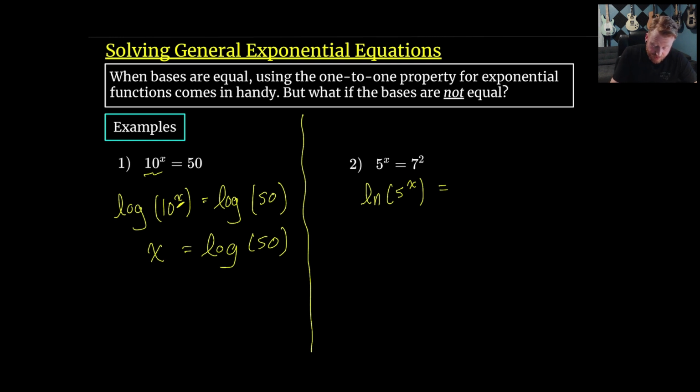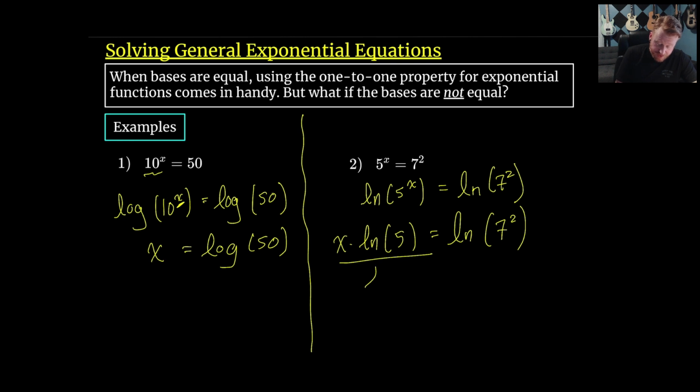So if I take the log of the left side, I better take the log of the right side. Natural log of 7 squared. Now I can use the property that says I can take the exponent here and put it in front, so we're turning this exponentiation into multiplication. So we'll get x times the natural log of 5 is equal to the natural log of 7 squared. Now we can divide both sides by the natural log of 5.